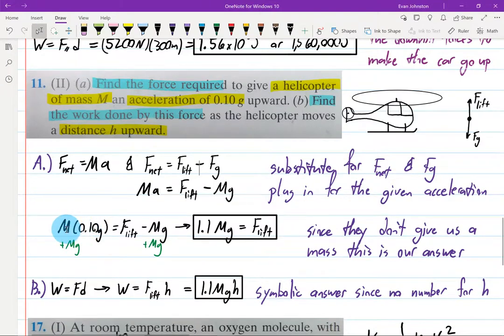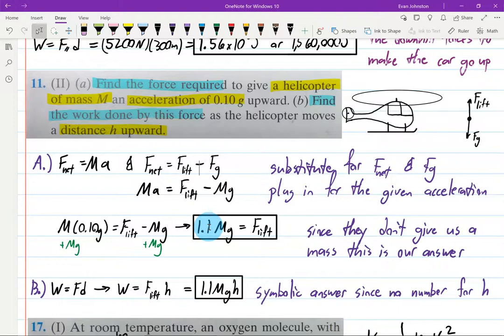So now I have m times 0.10 g equals force lift minus m times g. Well, I have mg on the right, and I have 0.10 mg on the left. I can combine those. And so I'd add mg to both sides, and I get 1.1 mg equals the lift force up. So that's the force that's required. And it's kind of weird. Maybe this felt like it wasn't quite finished.